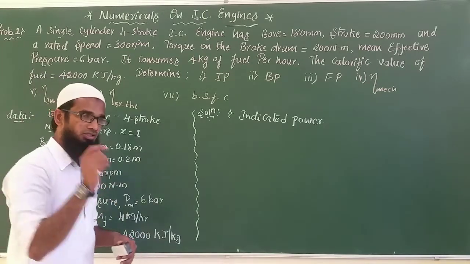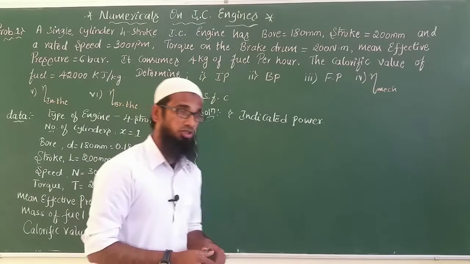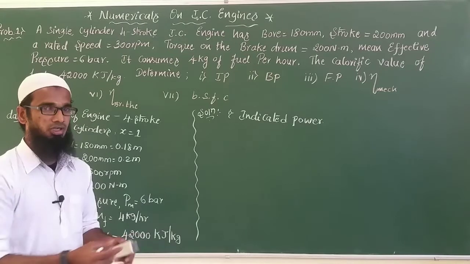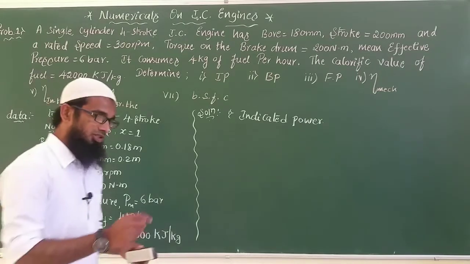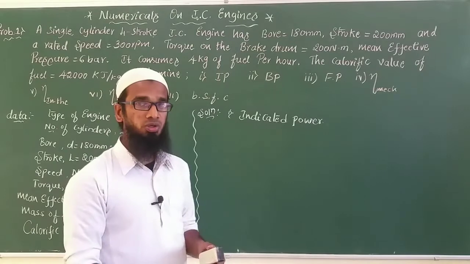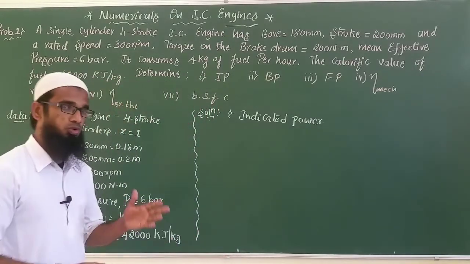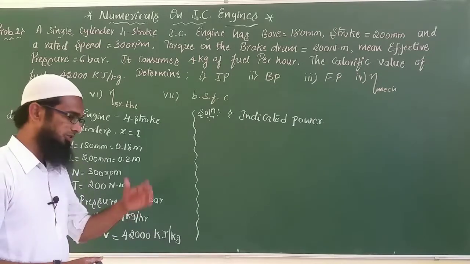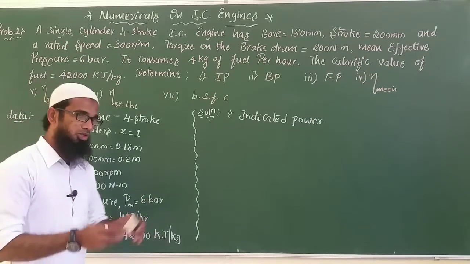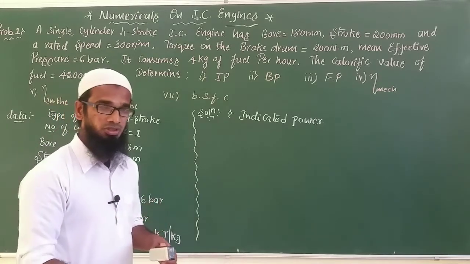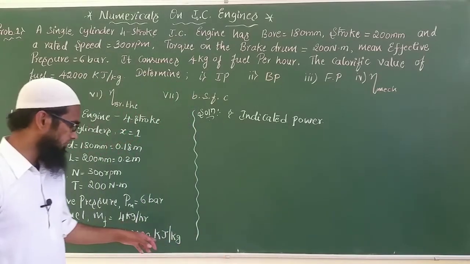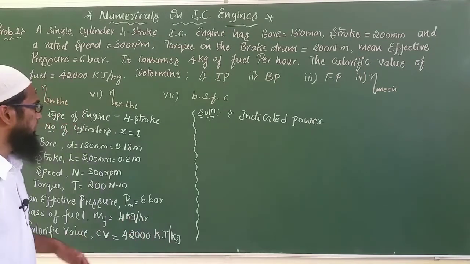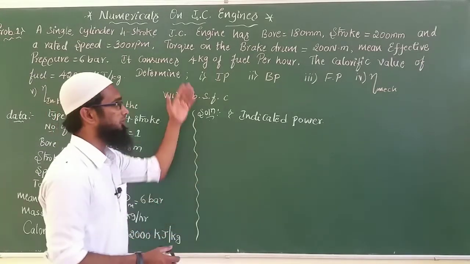Now the speed of the engine is given as 300 rpm, so it rotates at 300 revolutions per minute. It develops a torque of 200 Newton meter. The mean effective pressure developed inside the cylinder is 6 bar, and the fuel consumption is 4 kg per hour. The calorific value of the fuel is 42,000 kilojoule per kg. These are the basic data given in this problem.